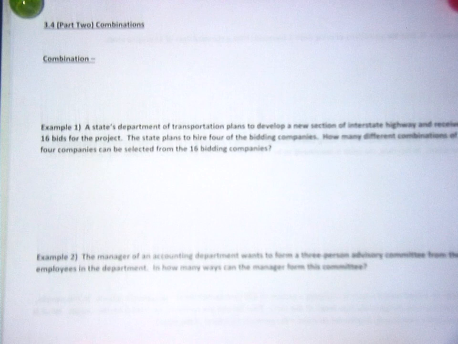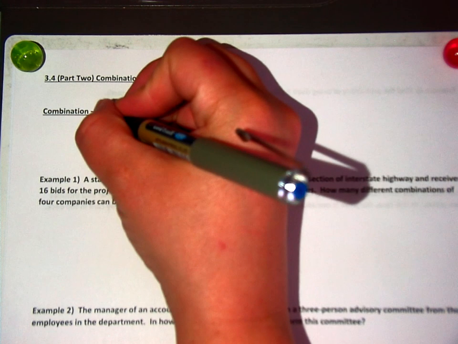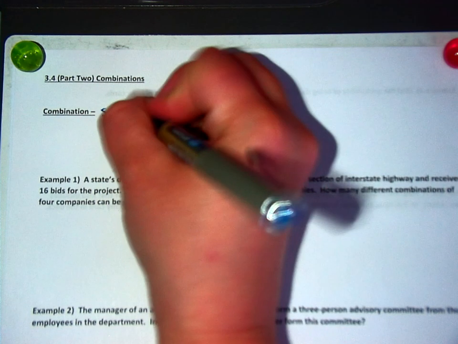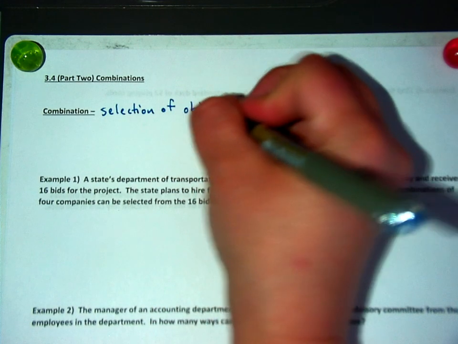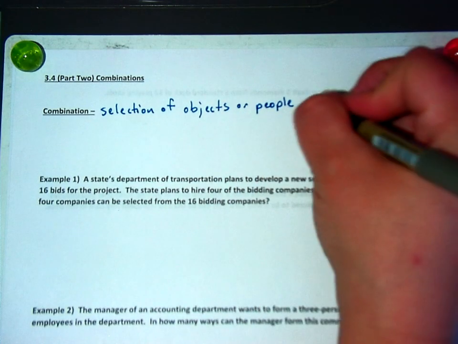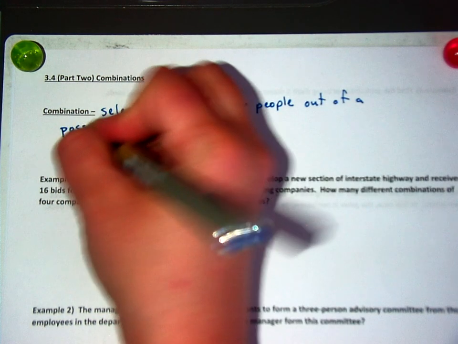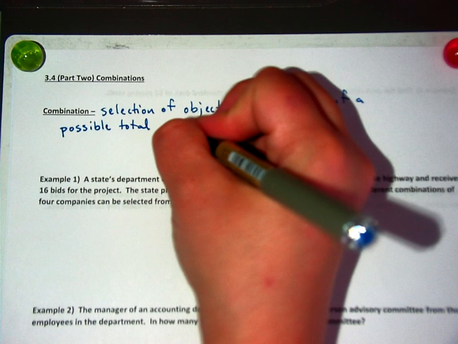All right, we're going to start by going to the top that says combination. All right, so a combination is a selection of objects or people out of a possible total where order doesn't matter.